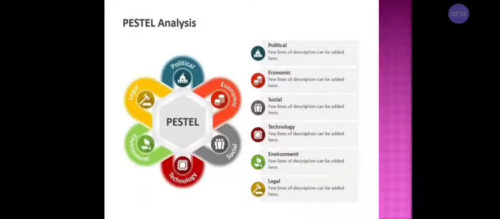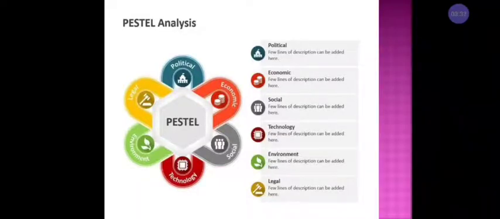Here the external forces we can simply indicate as PESTEL. What is PESTEL? P stands for political environment, E stands for economic environment, S stands for social environment, T stands for technological environment, E stands for environmental forces, and last but not the least is legal environment. The organization has to keep all these forces in mind while running the business. They should not skip or ignore these forces. If they ignore them, it may cause a lot of problems for the profitability of the organization. So they have to take precautions.